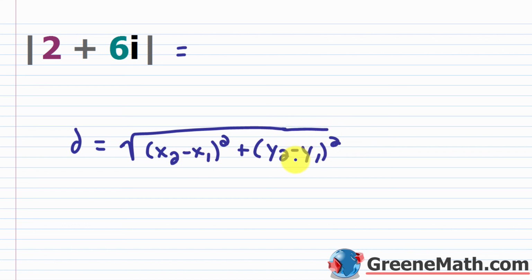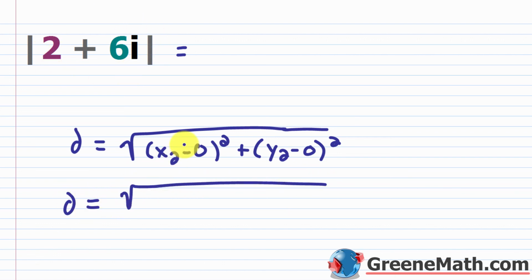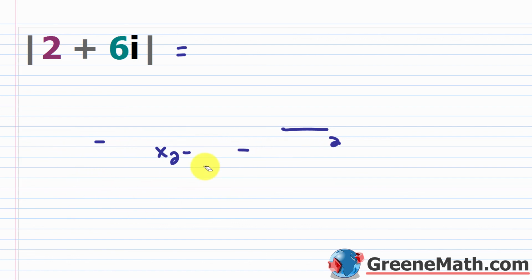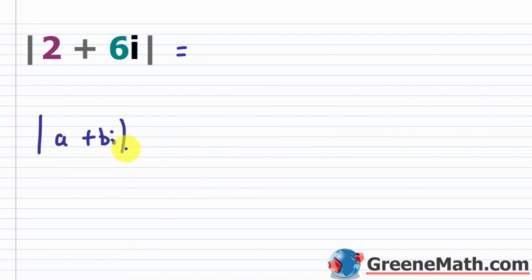Well, one of the points is at the origin, right? So it's 0, 0. So this is 0, and this is 0. So really, I can simplify this and say the distance between this guy and the origin is the square root of, drop the x sub 2 and just say x squared, plus drop the y sub 2 and say y squared, okay? Now, in the terminology of complex numbers, instead of saying x squared, I'm going to say a squared. Instead of saying y squared, I'm going to say b squared, okay? So what I'm going to do is say that the absolute value of some complex number, let's say a plus bi, is equal to the square root of a squared plus b squared.